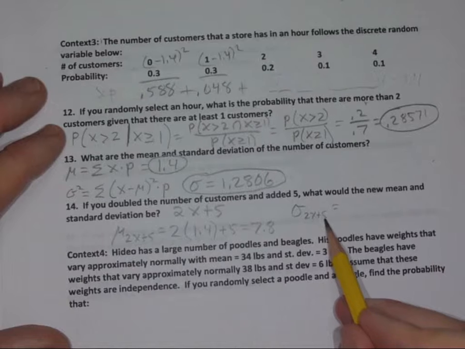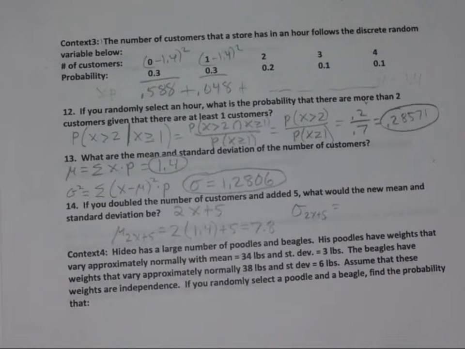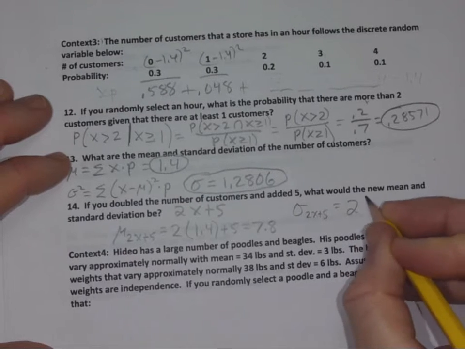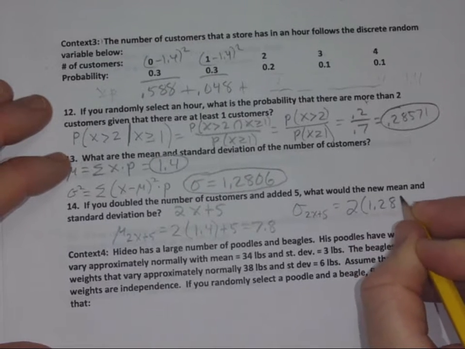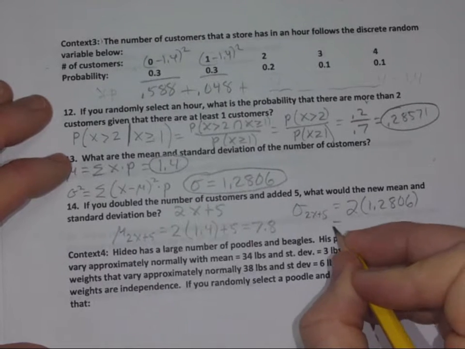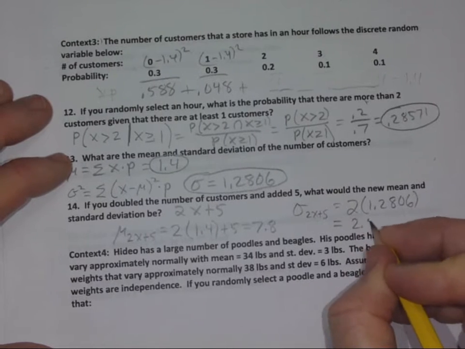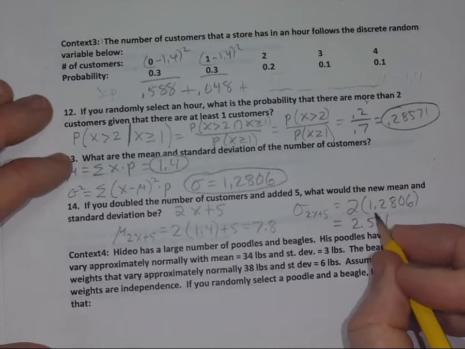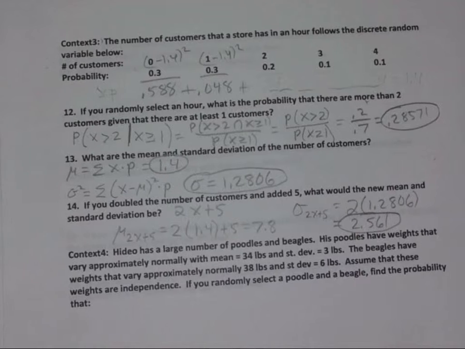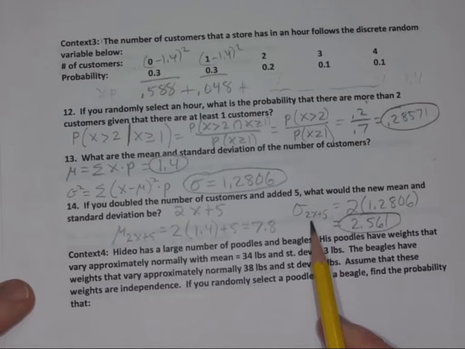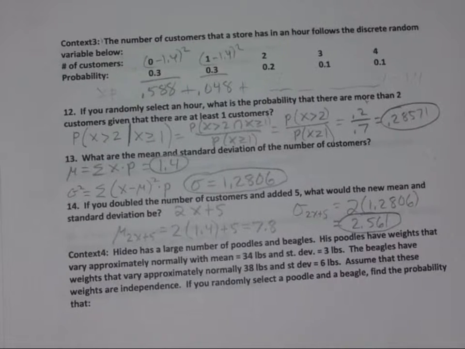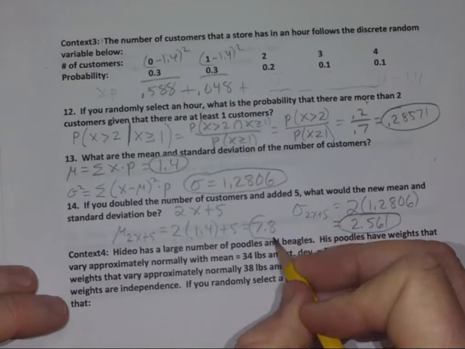does not affect measures of spread. Measures of spread are not affected by adding or subtracting. So it's just going to be 2 times 1.2806, and so that is equal to 2.561. So that is our new standard deviation. Measures of spread, such as the standard deviation, the IQR, and the range, are not affected by adding or subtracting. They're just affected by multiplying. And so there we go. That's an important fact there.